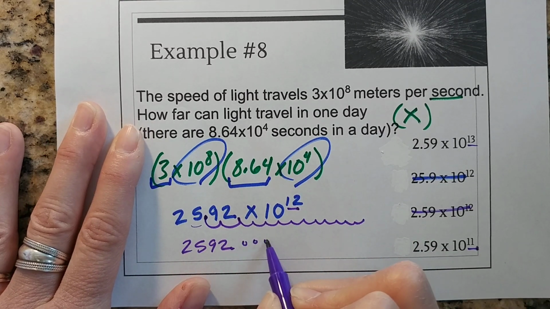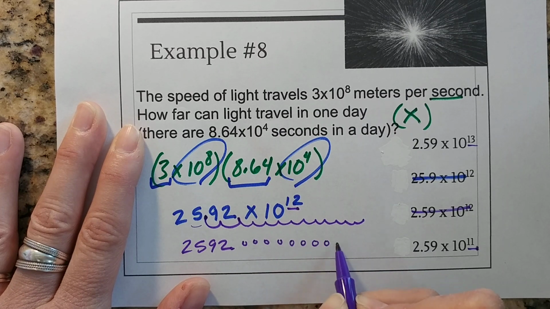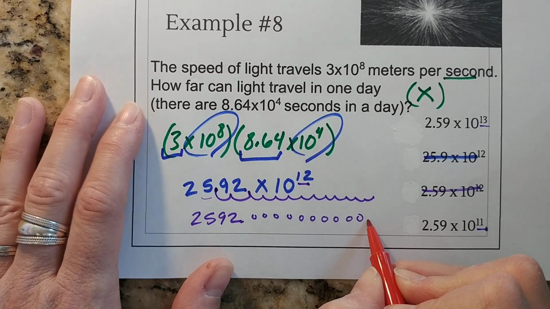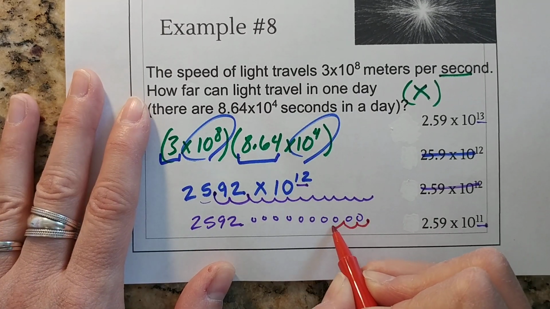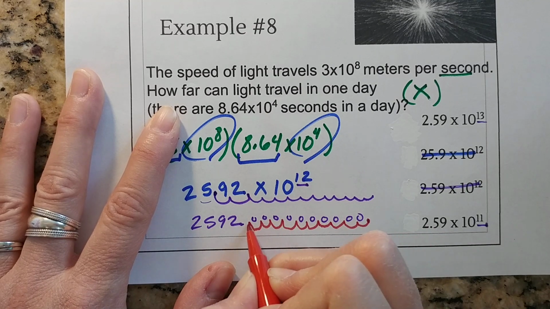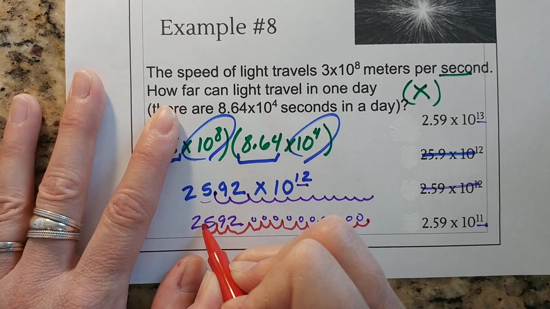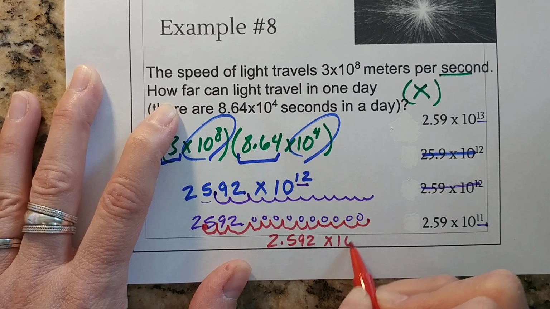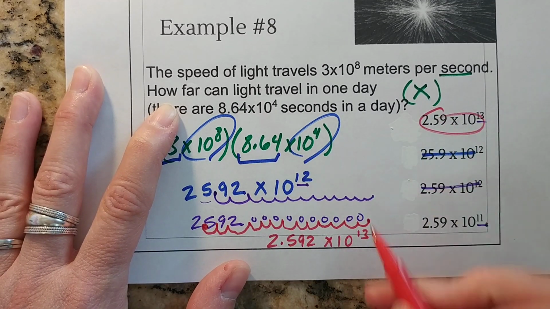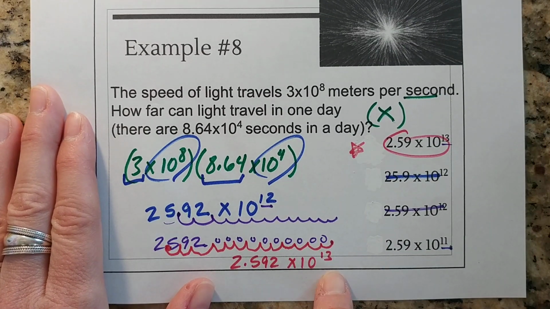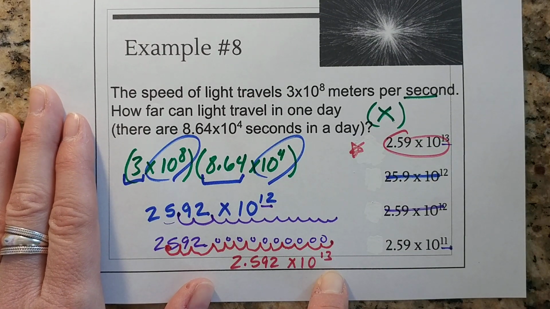1, 2, 3, 4, 5, 6, 7, 8, 9, 10 zeros. Now let's go back to correct scientific notation. 1, 2, 3, 4, 5, 6, 7, 8, 9, 10, 11, 12, 13. So I'd have 2.592 times 10 to the 13th. My answer would be right here, choice A. That's how far light's going to travel in one day. Pretty far.